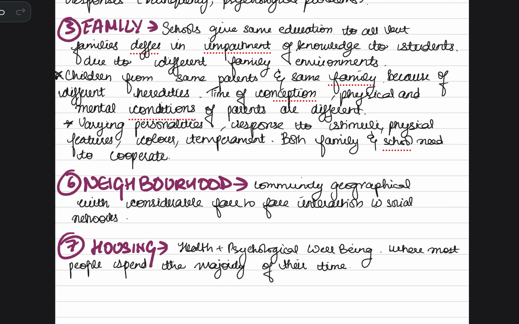So even if there are two siblings from the same set of parents, they can be different from each other, like our siblings, our brothers and sisters, are different from us in personality, in response to stimuli, in physical features. Sometimes in complexion, color, temperament. So the difference is even inside the family itself. Even if the school is teaching the same curriculum, the same syllabus, to a group of students, the students differ in their personality and psychological understanding, because the families and environments that impact them are different.